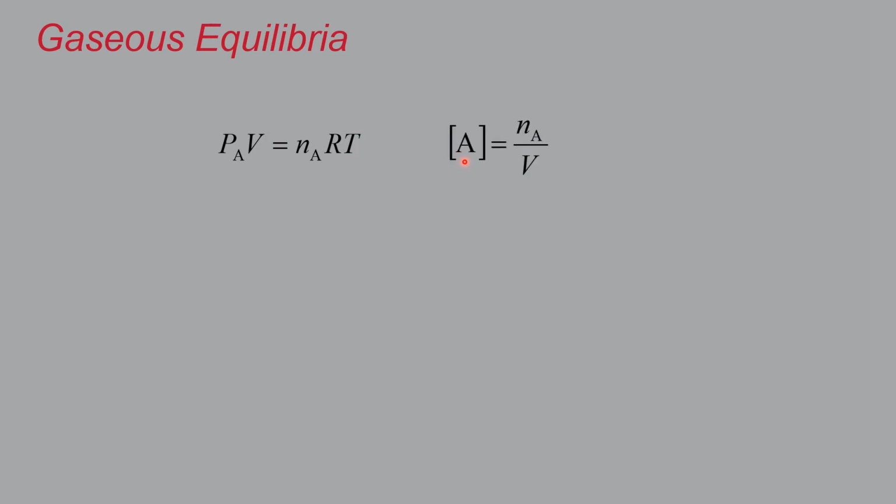Now, the definition of molar concentration is simply the amount of whatever divided by the volume that it occupies, or the volume of the solution in liters. And with this rearrangement of the ideal gas law, nA over V is going to be equal to the partial pressure of A over RT.